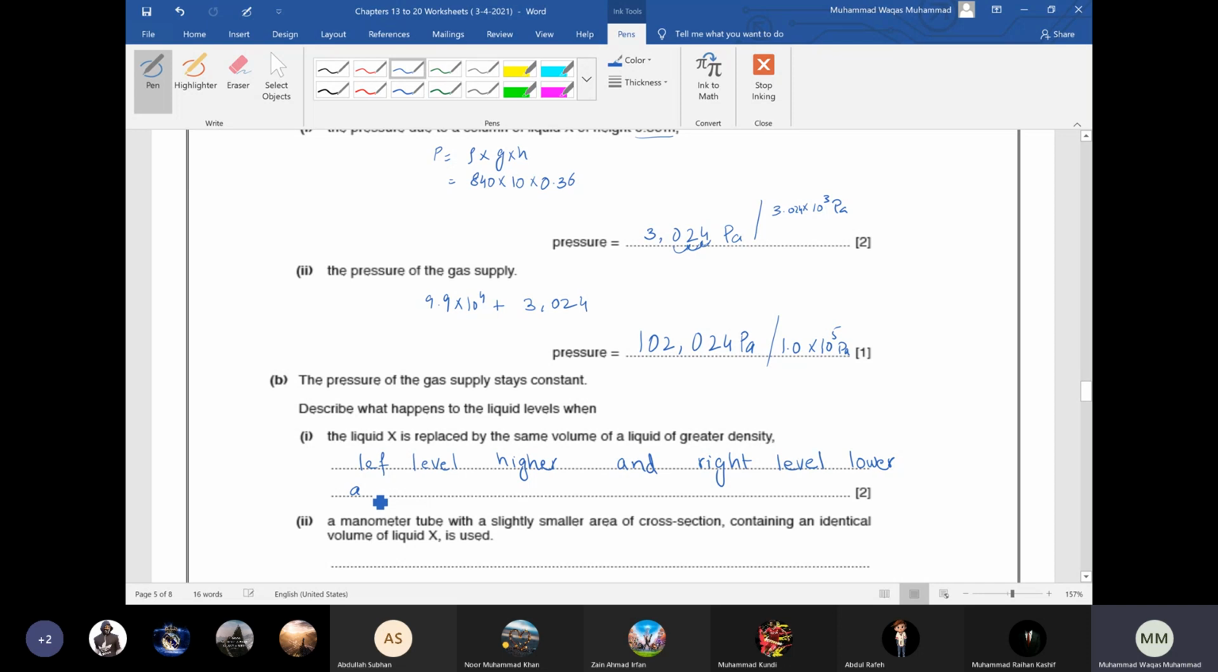And beta, what happens to H? H decreases. Is that clear or not, beta?